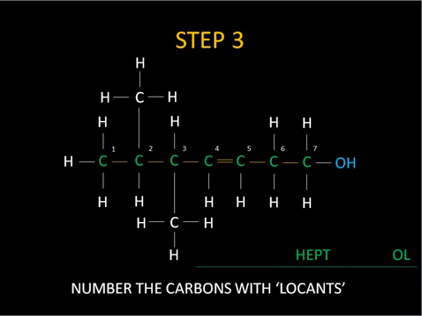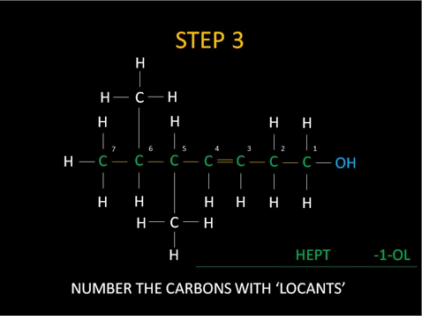Number the carbons with locants. Now, by locants, I just mean giving them numbers from one side of the chain to the other. So 1, 2, 3, 4, 5, 6, 7 in this case. Now here I've presented it as going from left to right, but actually in this case it should go from right to left. But why? Simply because we're trying to choose the numbering which gives the functional group the lowest numbered carbon to attach to.